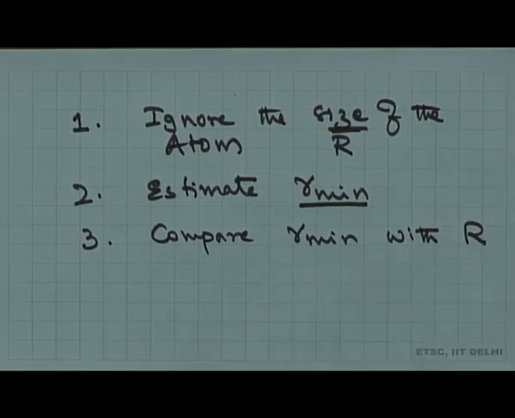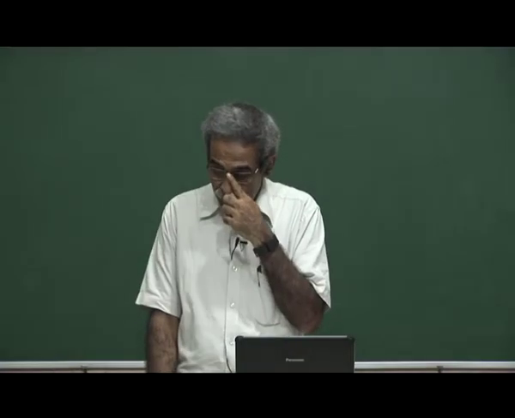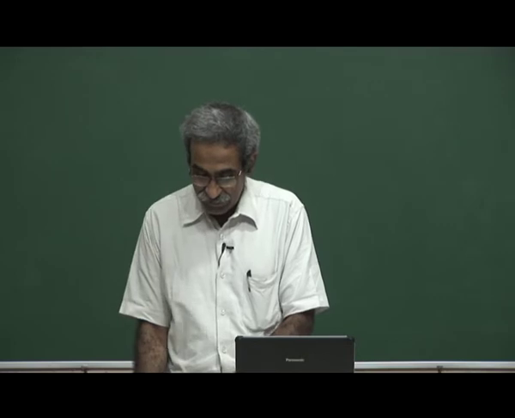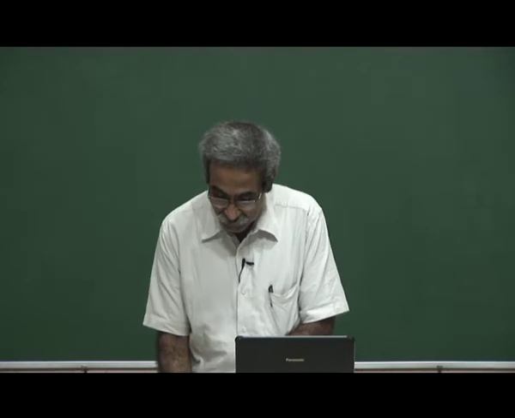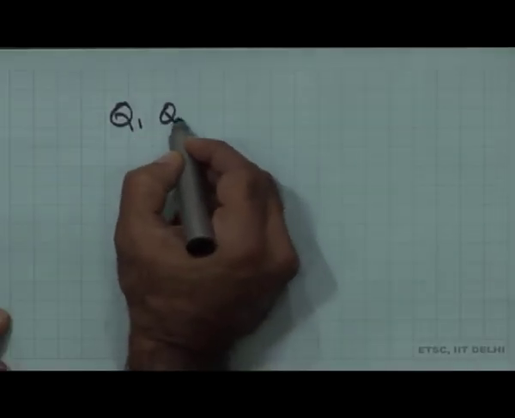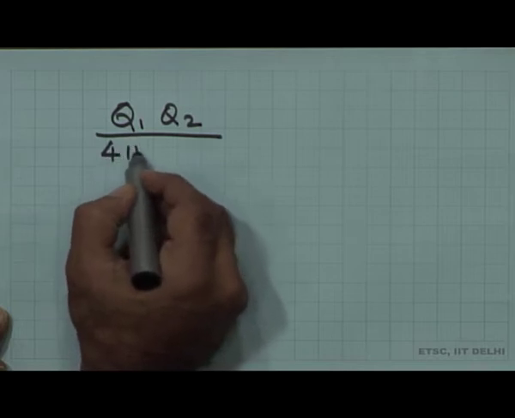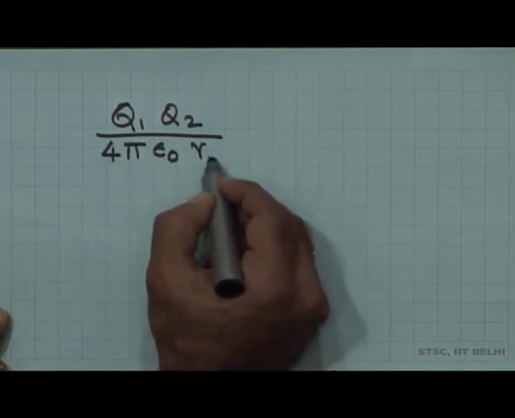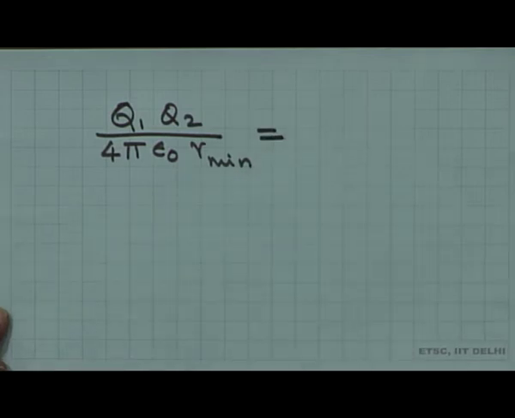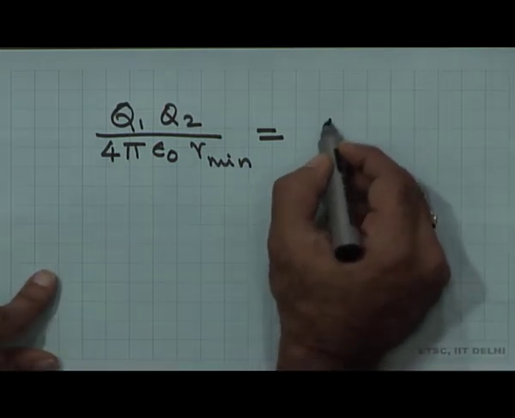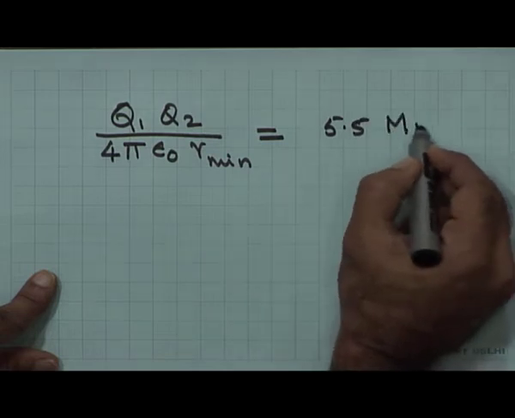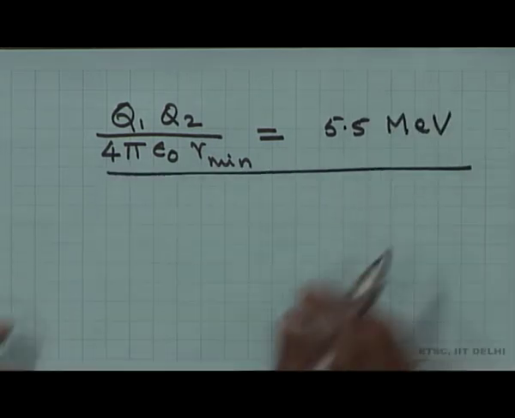If this R minimum is greater than R, which is perfectly fine, we don't have to worry about it. But if R minimum is less than R, that is something that we have to worry about, and let us look at that. The equations are very, very simple. The potential energy is simply given by Q1 Q2 over 4 pi epsilon naught R minimum, which is equal to the total energy, the kinetic energy at infinity, and that is nothing but 5.5 MeV. This is what we are going to equate.